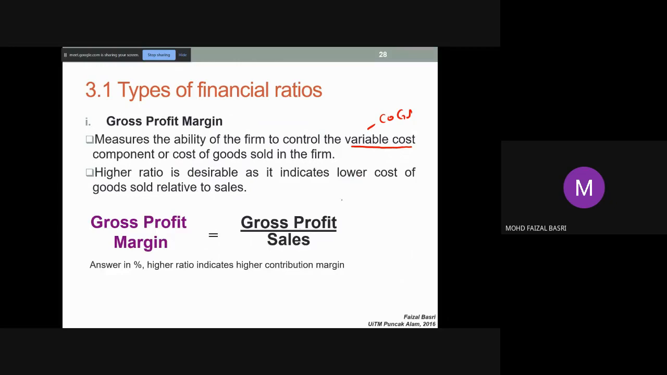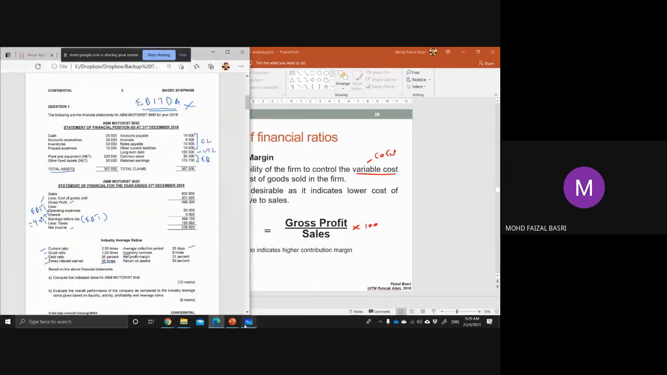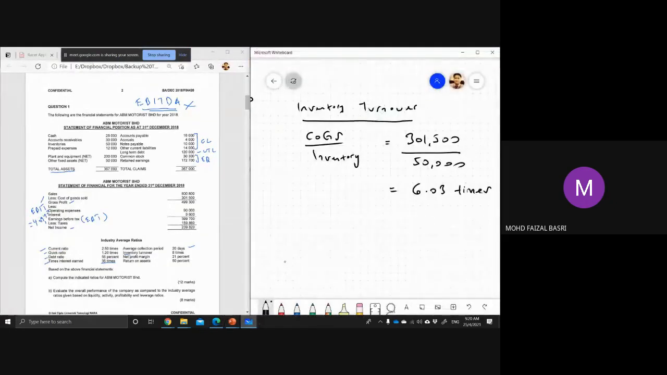Because to get gross profit, we take revenues minus cost of goods sold. Then we get the gross profit. And again, the answer is in percentage, so don't forget to multiply by 100. The higher the ratio indicates the higher contribution or margin. Although there is no comparative, for gross profit margin I will show it anyway, just to get the feel of how we calculate the gross profit margin.